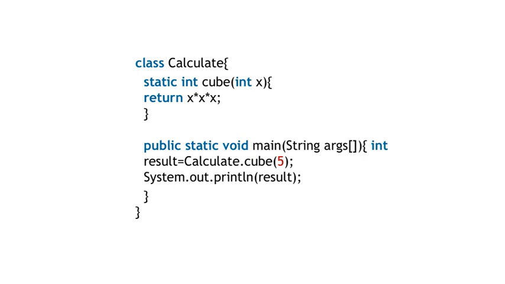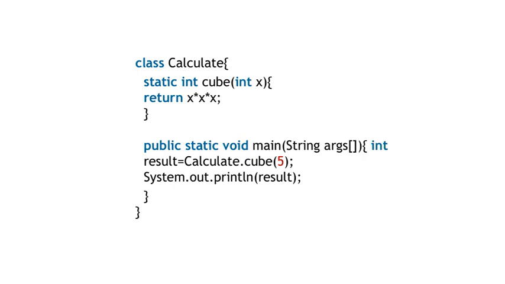In the main method, we see how this method is used in practice. We call calculateCube with the argument 5, which calculates 5 cubed, and store the result in a variable called result. Then, we print out this result, which will display 125.